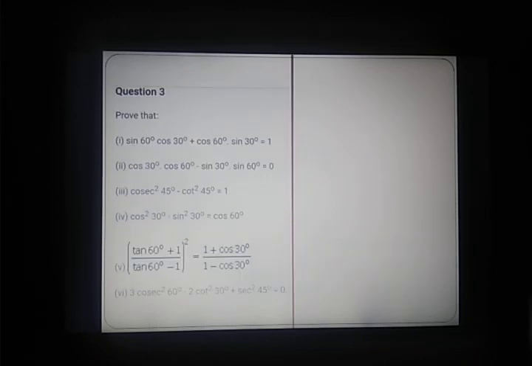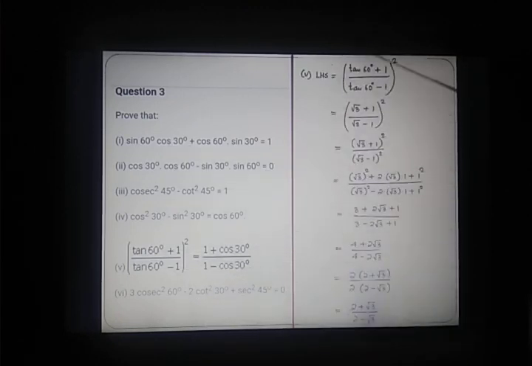Next question is this one. As usual, we have to take the left hand side and put the values of the trigonometric ratios. Out of these I'm going to take the fifth sum first. Let us solve the fifth question, and after that we'll see question number 6. The rest of these you will try by yourself.